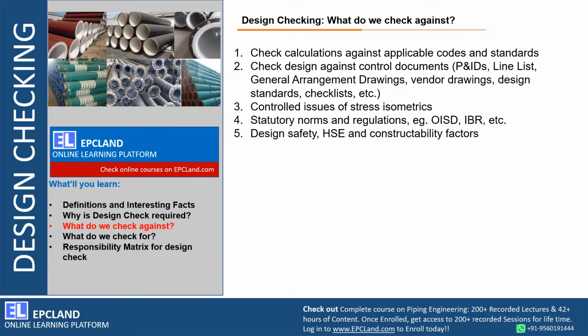Then there will be a lot of design documents, for example, P&ID, line list, general arrangement drawings. So we need to ensure that all the requirements mentioned there are fulfilled or not. For example, stress isometrics, when we are issuing those, we need to understand what their requirement is, right? Whether it is met or not.